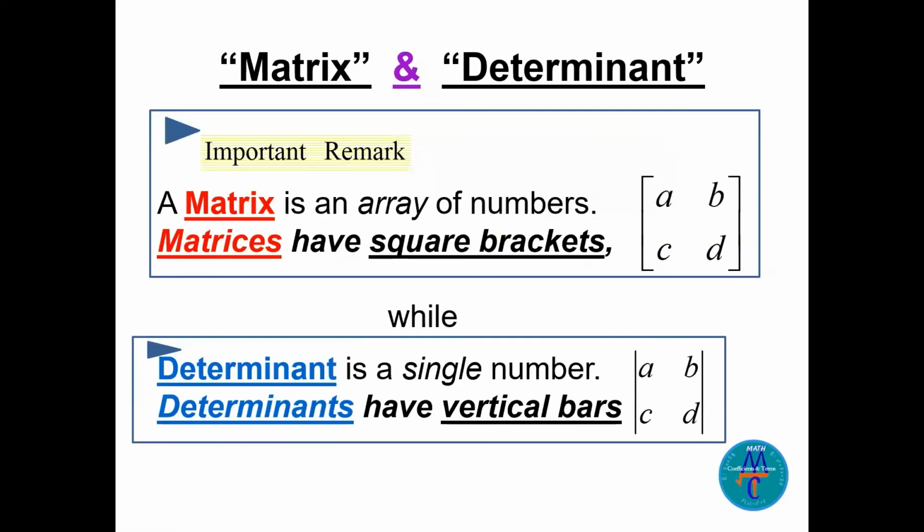Okay. Now, what is the difference between matrix and determinant? Big difference. This is an important remark. A matrix is an array of numbers. So we have here square brackets, A, B, C, D. You have to write square brackets to show this is a matrix. But if you write vertical bars here, 2 bars like this, that is a number. Even if you have A, B, C, D, the determinant is a single number. Determinants have vertical bars. Matrices have square brackets. Do not be confused, and you have to write it correctly.